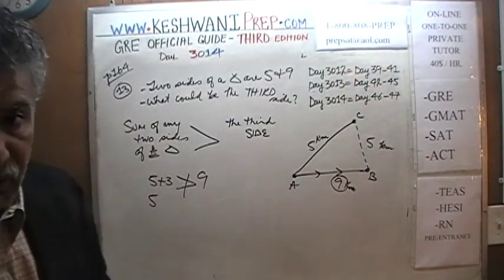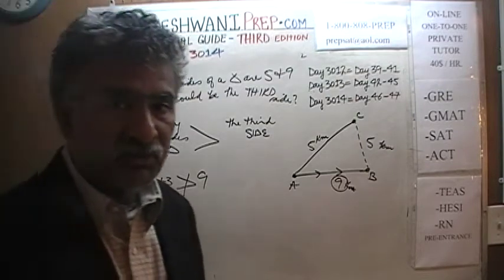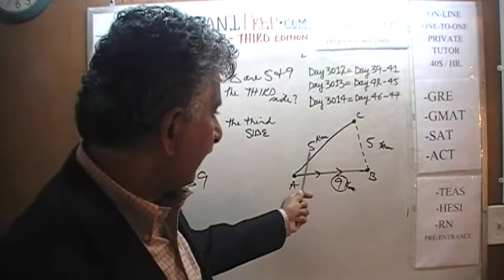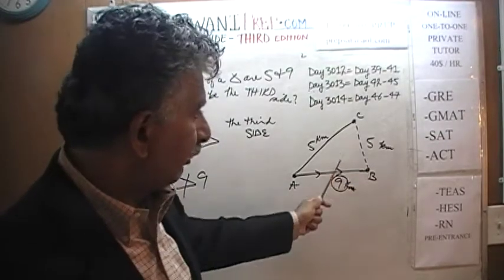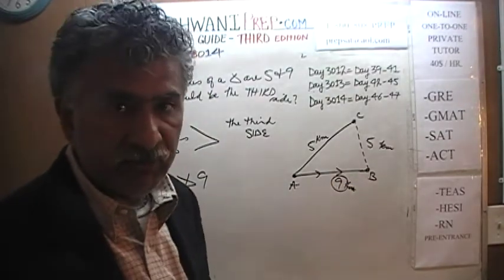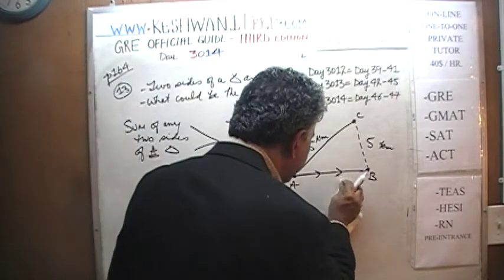The fact that it's an isosceles triangle now and it doesn't look like it doesn't matter, because in the GRE, pictures are not drawn to scale. Just because I tell you this is 5 kilometers and that's 5 kilometers, it's an isosceles triangle, even if it looks nothing like it. That's okay. That's how it is in GRE. Pictures are not drawn to scale.